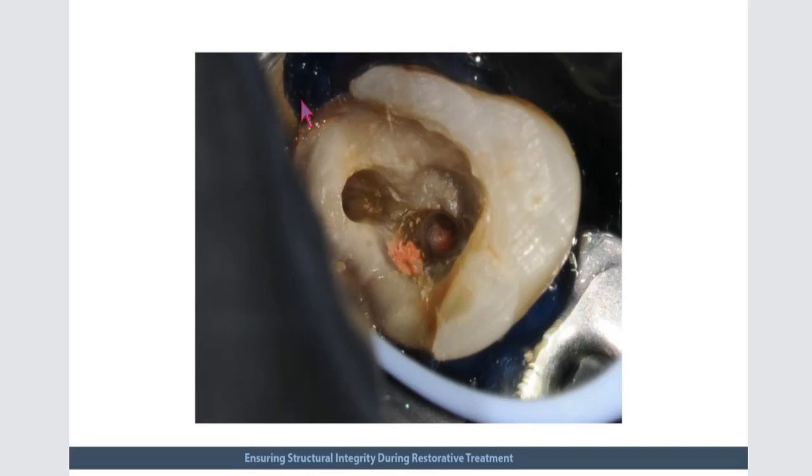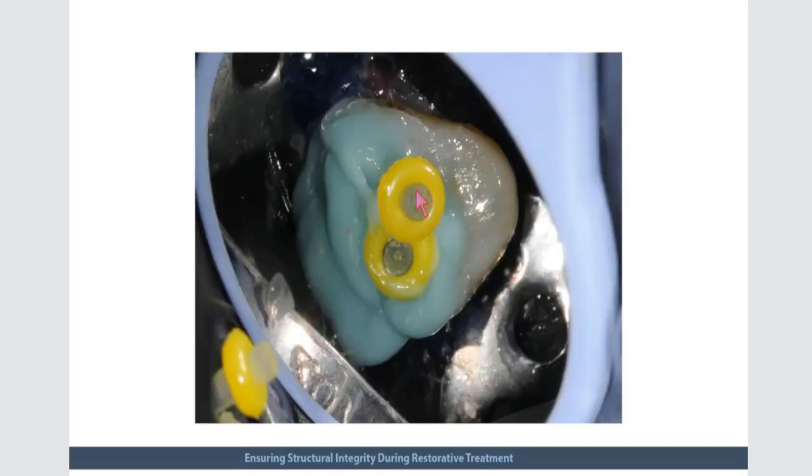So be careful when you are using bonding. Be sure you are mostly using a dual cure bonding, because every dual cure bonding is chemically compatible with dual cure and self-cure composites. In this case, I used Connexio. I used a compatible bonding.